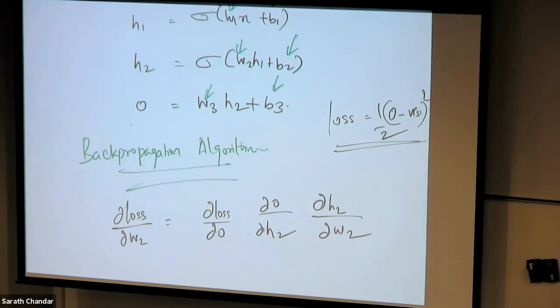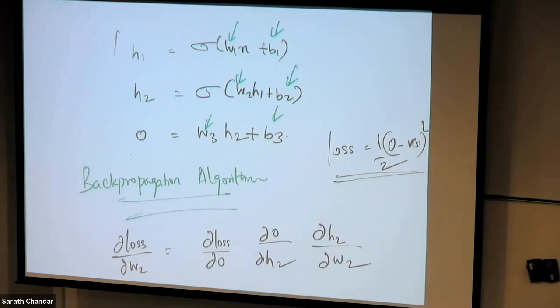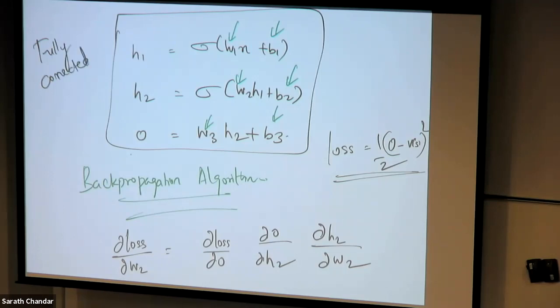Now, this neural network that we have seen here is an example of what people call a fully connected network or a multi-layer perceptron.